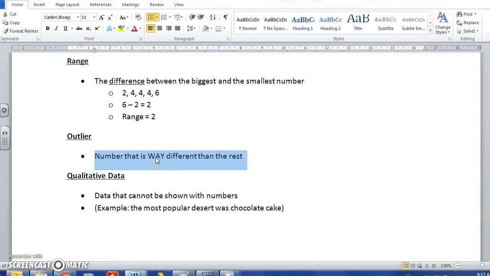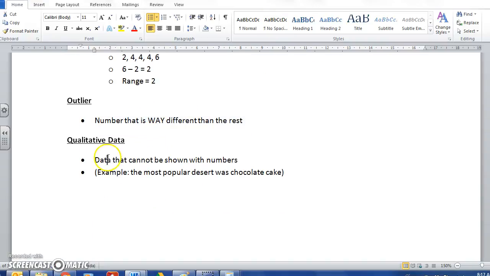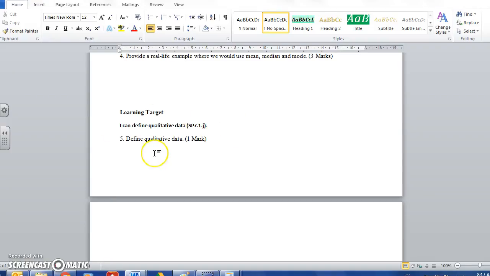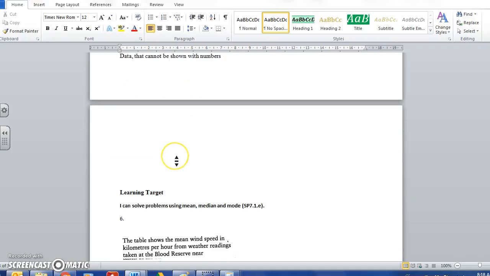Qualitative data. If we go back to our cheat sheet that you'll be getting, qualitative data is data that cannot be shown with numbers. So for example, the most popular dessert was chocolate cake, or the cake versus Pepsi would fit. Qualitative data is simply data that cannot be shown with numbers. Okay?